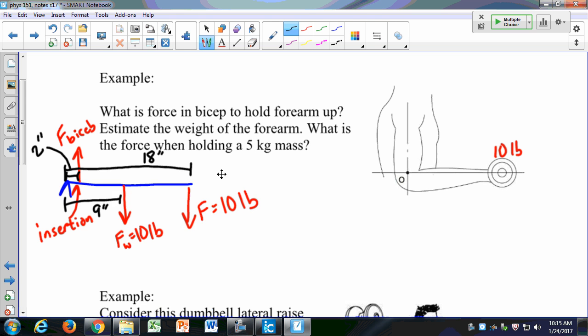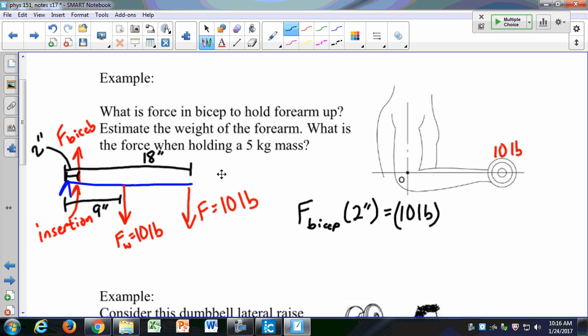All right. So now I want to figure out what is the force of the bicep. What I'm going to do is set my torques equal to one another. So I have some torques that are causing it to move in one direction. That's your bicep. And then I have other torques that are causing it to move in the other direction. That's the weight of the dumbbell, the weight of the arm. So I say the force of the bicep times the distance r, which is 2 inches, we'll say, is equal to the weight of the forearm, that's 10 pounds, times what distance? What is the moment arm for the weight of the forearm?